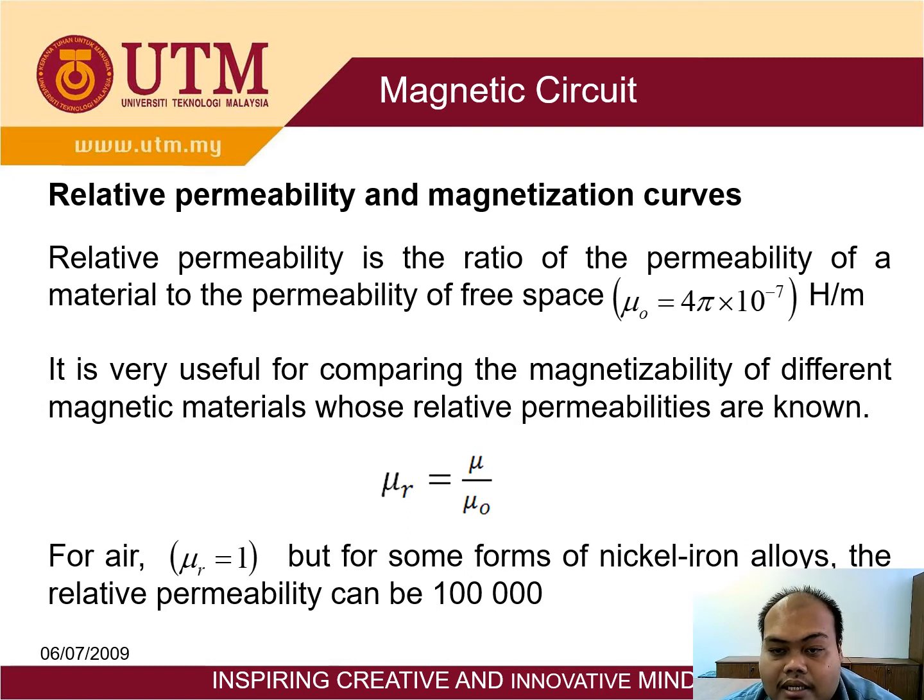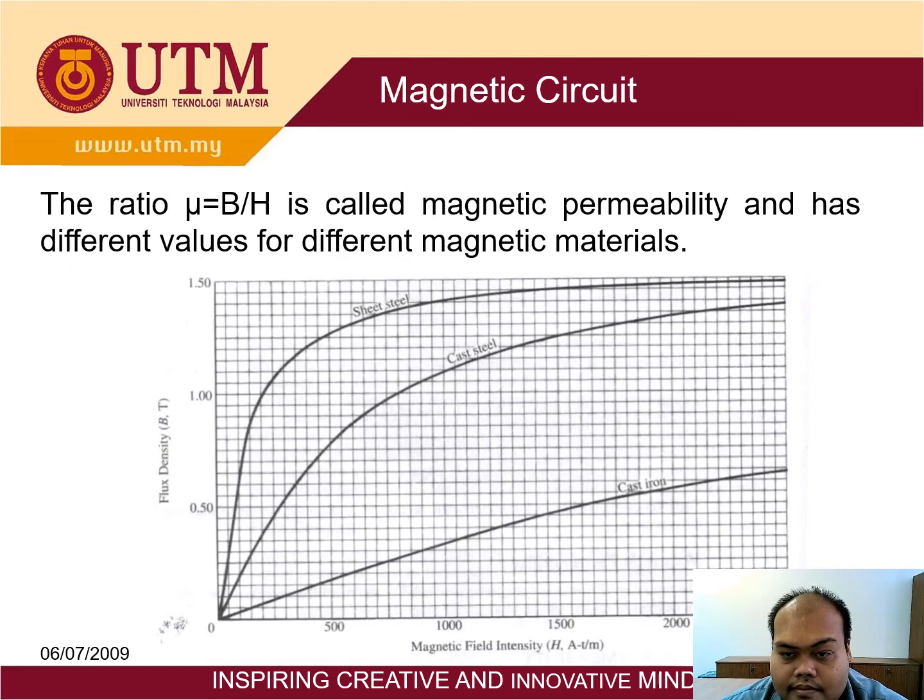Okay, the real value, the correct value of the permeability. So also mu equals B over H. This one I said before. The ratio mu is equal to B over H. It's called the magnetic permeability. Different materials have different values. Mu is basically the slope, the initial slope. I will show you after this.